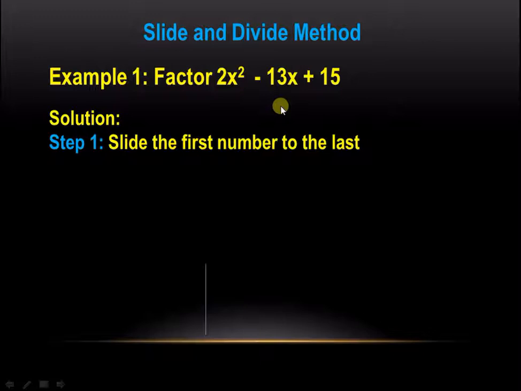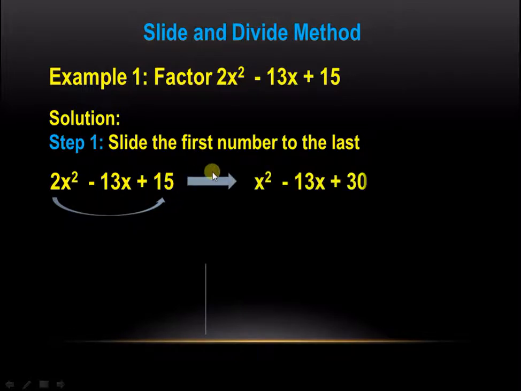Here's the solution, and the first step is to slide the first term to the last term and get their product. So, we will slide the 2 to 15, and the new expression will become x squared minus 13x plus 30. That is, 2 times 15 is 30.